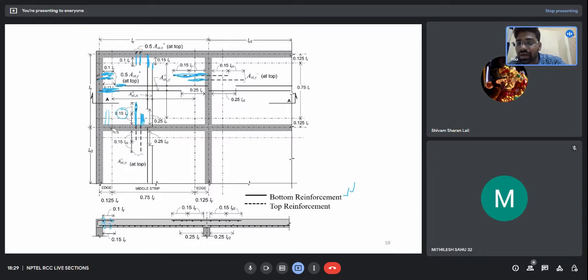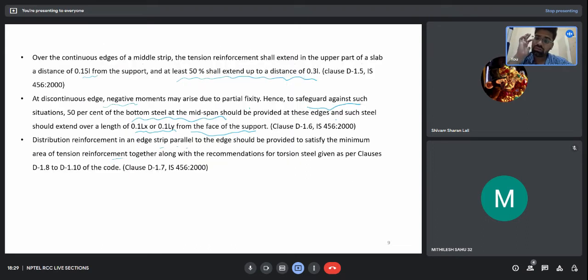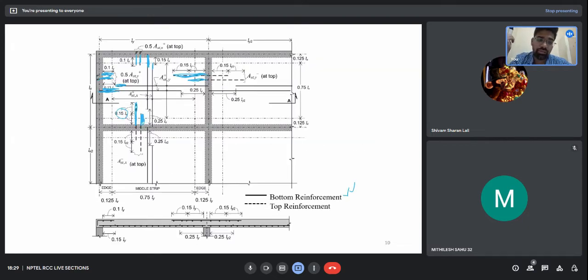So there are too many bars. If you can see it here, it is very congested. So this was all about the curtailment of bars in a two-way slab. If you have any doubt, you can ask me right now only.